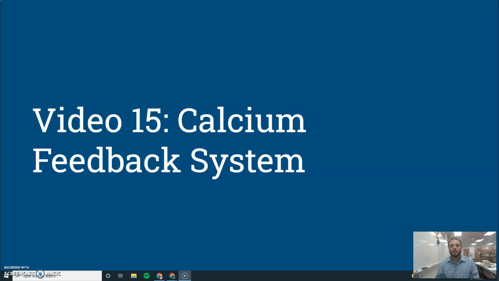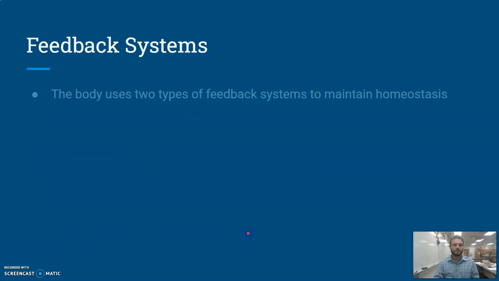Today we're going to take a look at one of the major roles of your skeletal system, which is monitoring and managing the amount of calcium that you have in your blood. So we're going to learn a little bit about feedback systems, and we're also going to learn how this applies to when you break a bone, how your body goes about healing it.